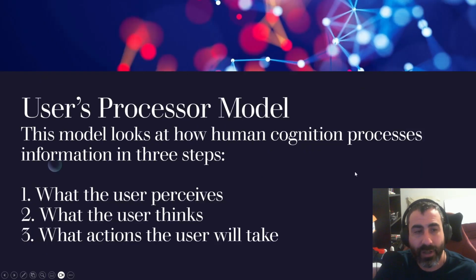So, to start off, we're going to cover the user's processor model. This model is how a user cognitively processes information. So, what they're going to see when they look at your interface, what they're going to think after they see it, and then what they're going to do.